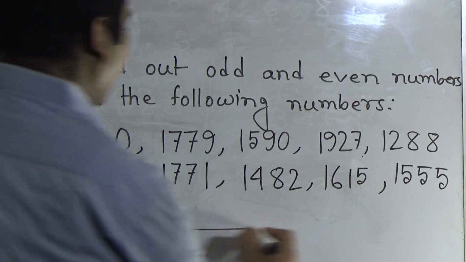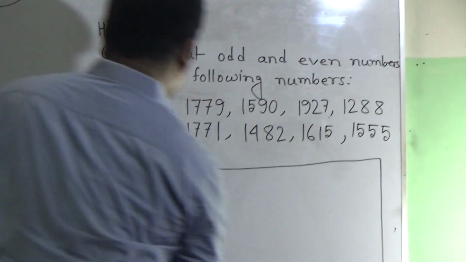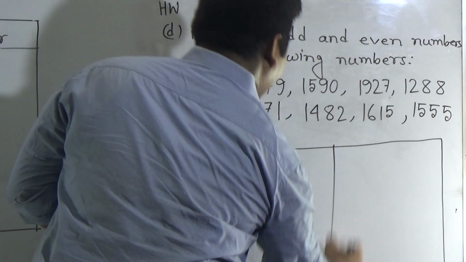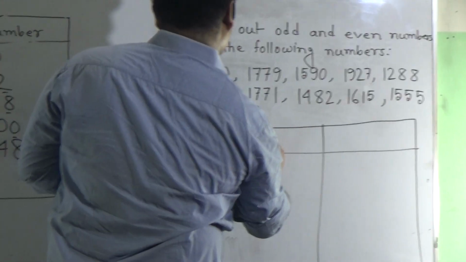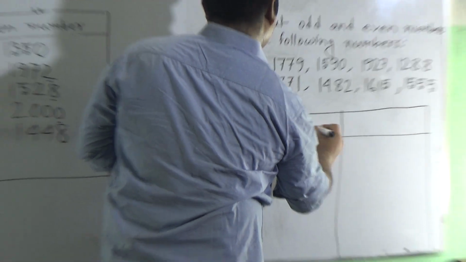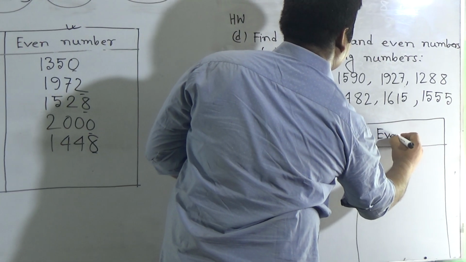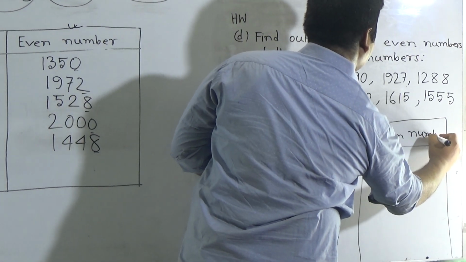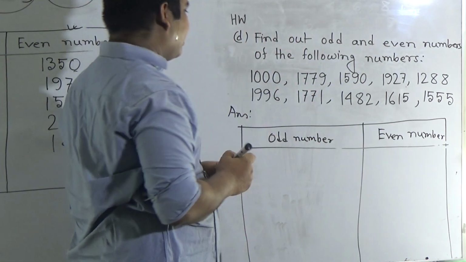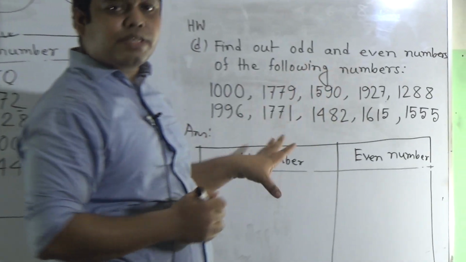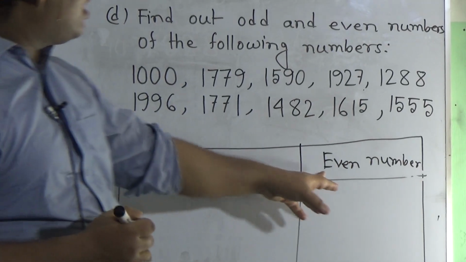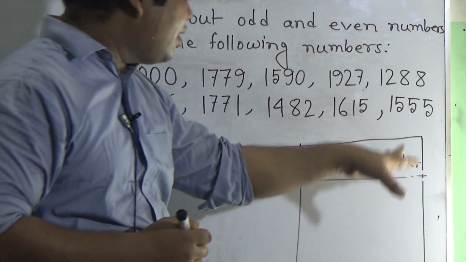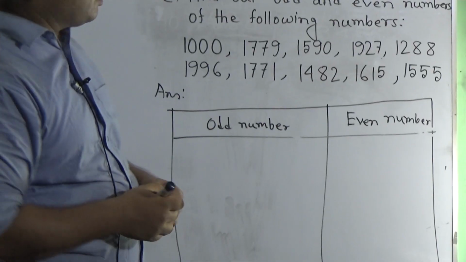After that you draw a box just like this. You divide it into two parts. In one part you write odd number, and in another part you write even number. You separate the odd numbers from the 10 numbers and write them in the odd number box. You separate the even numbers from the 10 numbers and write them in the even number box. I hope you have understood.